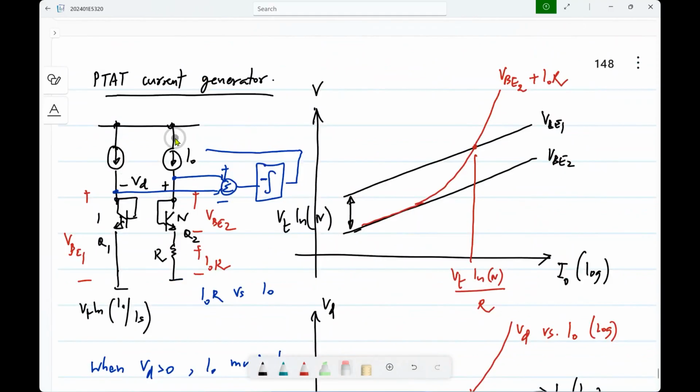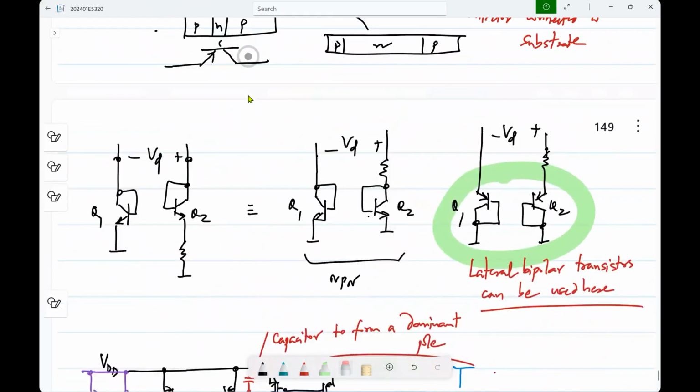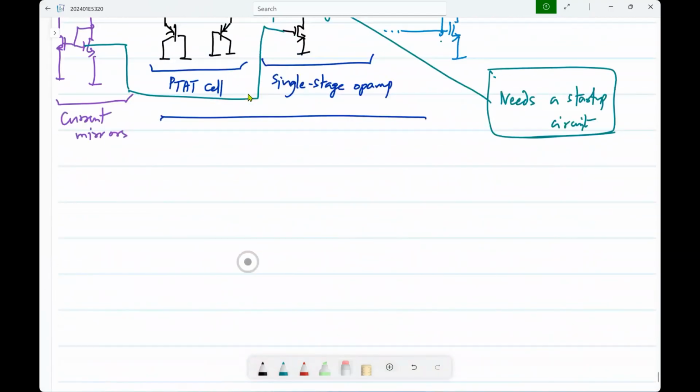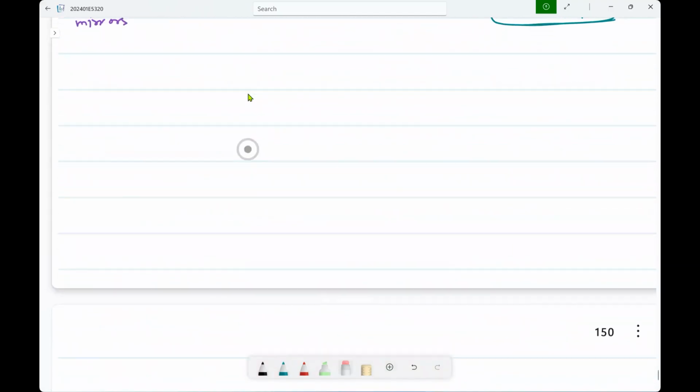So now we have some way of getting a current that is proportional to absolute temperature. We may want to get a current that is constant, or a voltage that is constant. How would we do that? We kept writing VCM ref and so on everywhere. If you have one constant voltage reference, then you can scale it to get anything else. But how would I get a constant or almost constant voltage? What should I do?